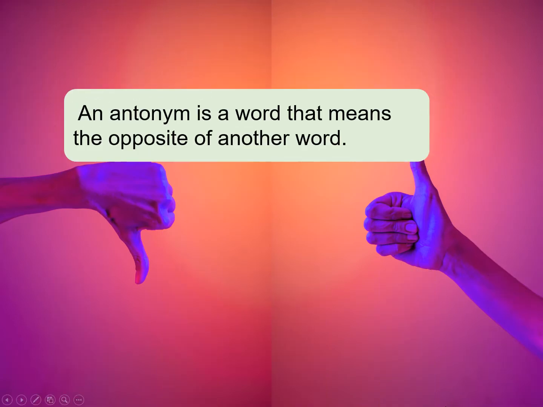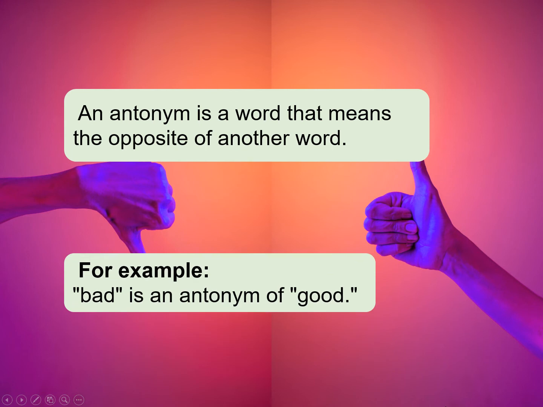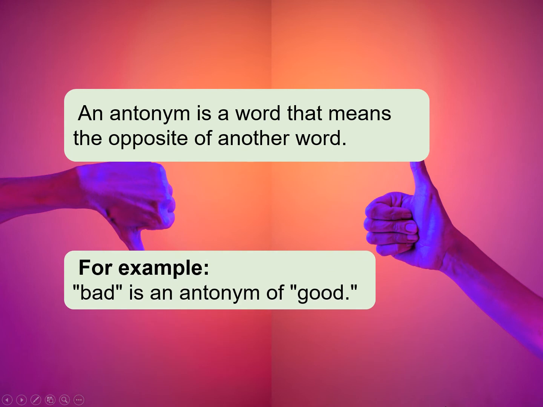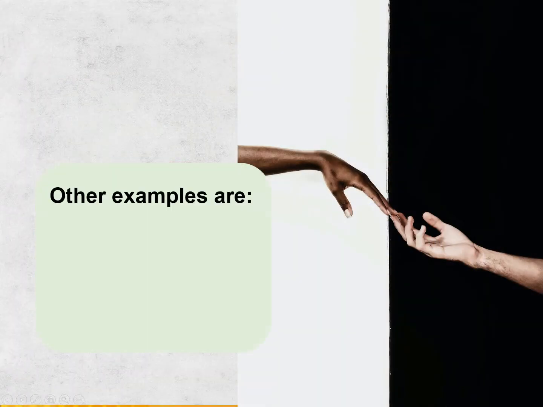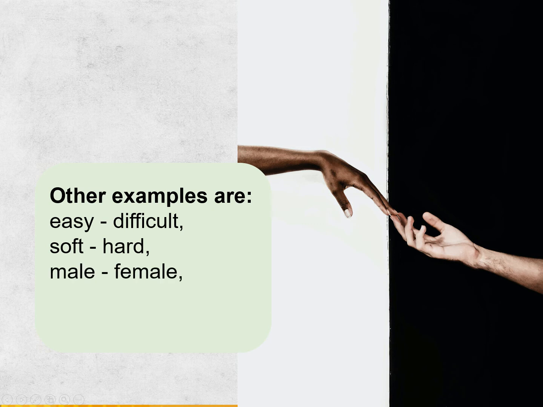An antonym is a word that means the opposite of another word. For example, bad is an antonym of good. Other examples are easy, difficult, soft, hard, male, female, up, down, and go, come.